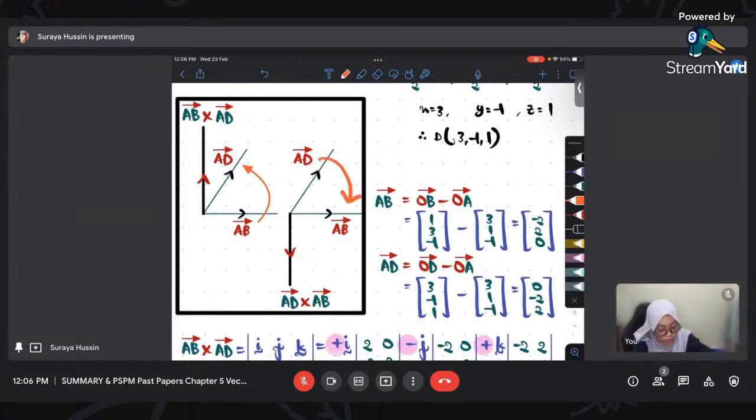Tapi kalau you nak buat reverse punya calculation, boleh. Kenapa pula tak boleh? Of course boleh. You boleh buat reverse process. Reverse process bermaksud thumb down, meaning you akan calculate AD cross AB. So this is how you write it. This is the meaning of thumb down. AD going to AB. So it's going down, meaning AD dulu, barulah AB. Faham ke semua orang?